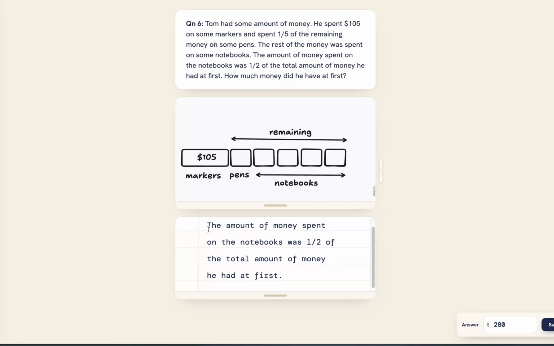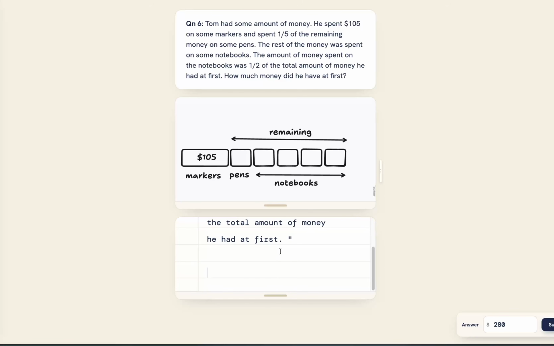The amount of money spent on the notebooks was half the total amount. So notebooks would then be half of the total. Since we know notebooks is equal to 4 units, therefore half of total is equal to 4 units. That means 2 out of 2 total is equal to 4 units times 2, which is equal to 8 units.